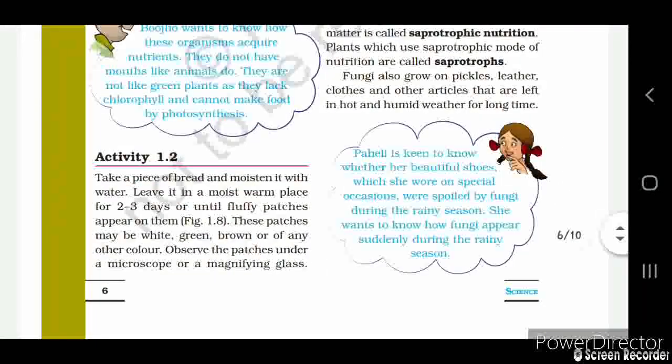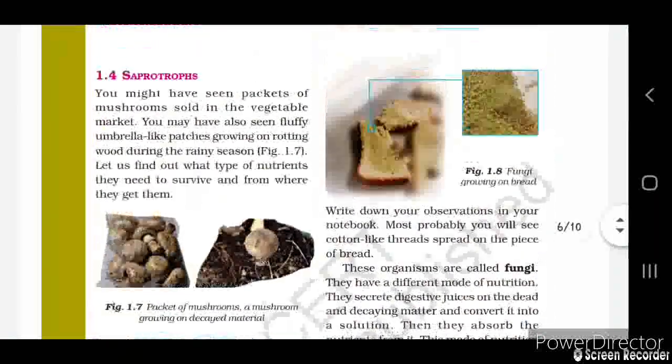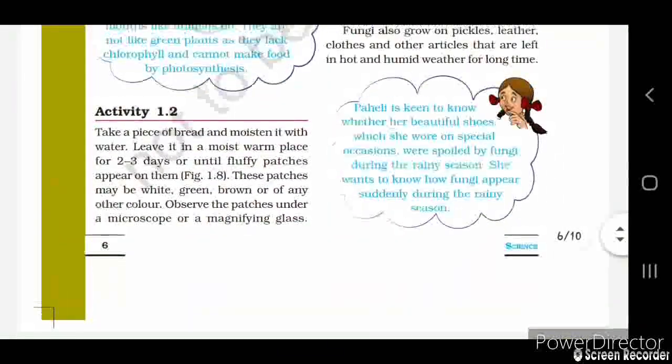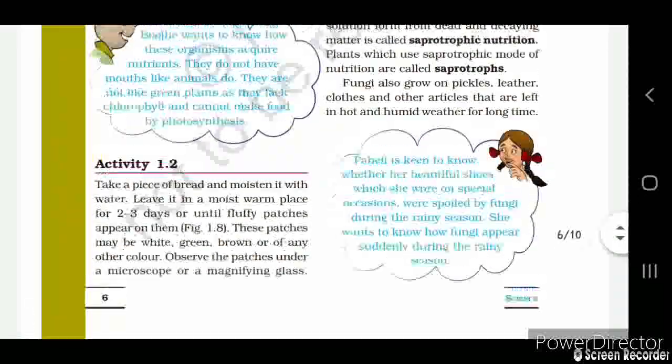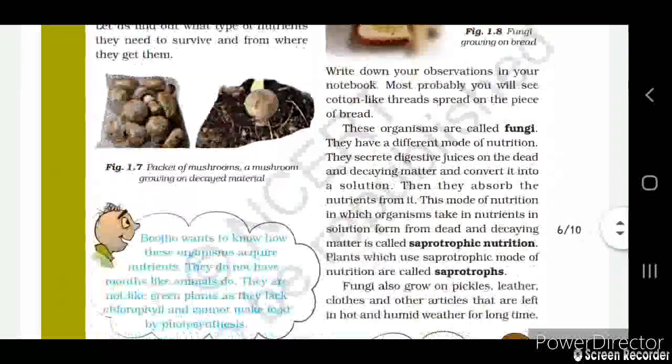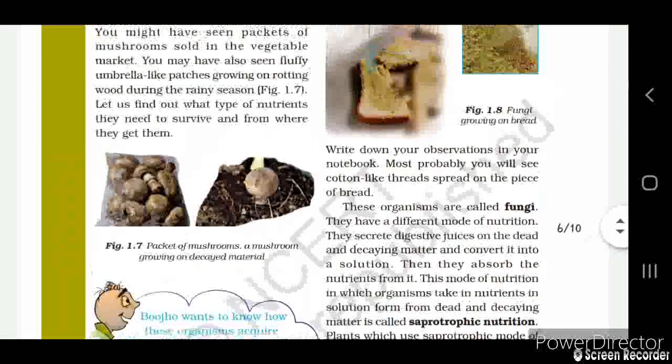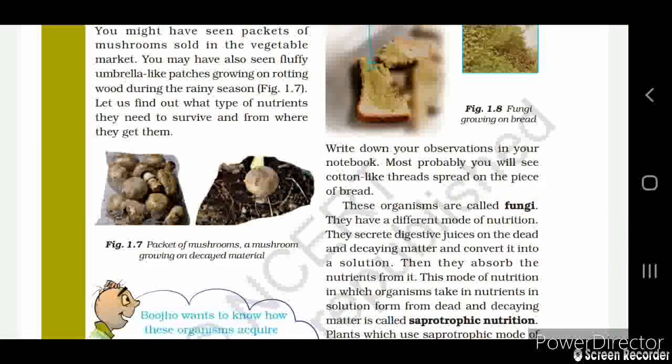Like an activity, take a piece of bread and moisten it with water. Leave it in a moist warm place for 2 to 3 days or until fluffy patches appear on it, as in figure 1.8. These patches may be white, green, brown or of any other color. Then observe the patches under a microscope or any magnifying glass. Write all your observations in your notebook.